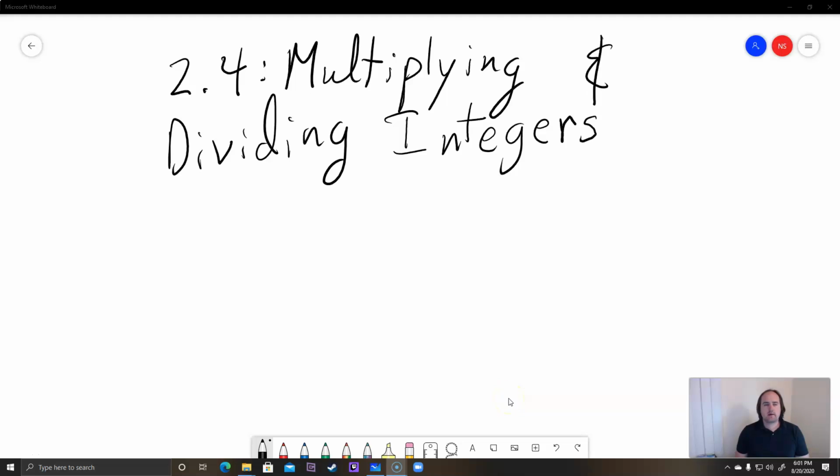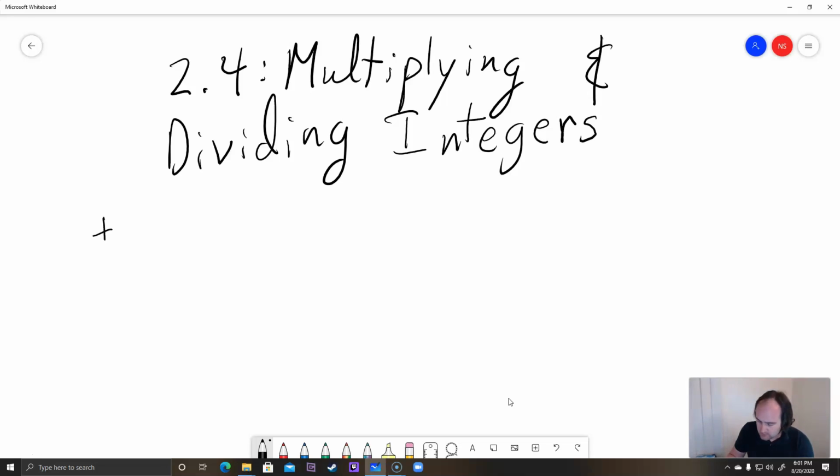This lecture is about section 2.4, which is multiplying and dividing integers. Remember, integers are positive and negative counting numbers along with 0. So the basic idea here is when you're multiplying and or dividing integers, minuses cancel in groups of 2.